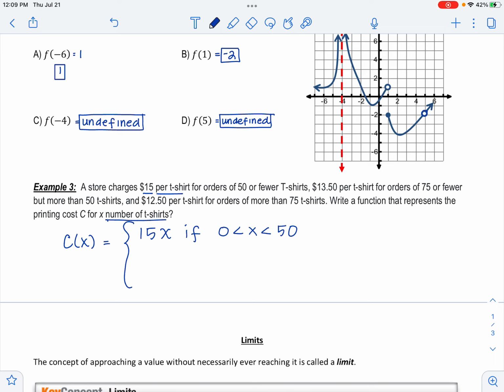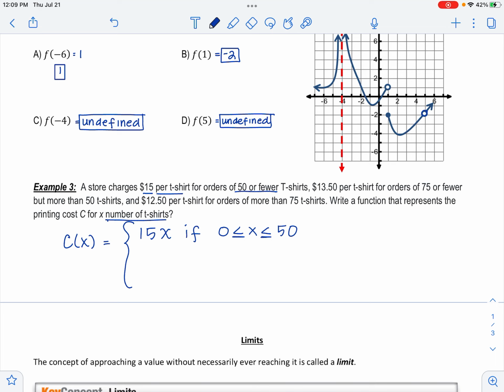Now I just have to make sure whether I need an or equal to. So let's think about this. Can I buy 0 shirts? Yes. So that's or equal to. In this situation, does it include 50? So I have to read it again. It's 50 or fewer. So that means, yes, that includes 50.